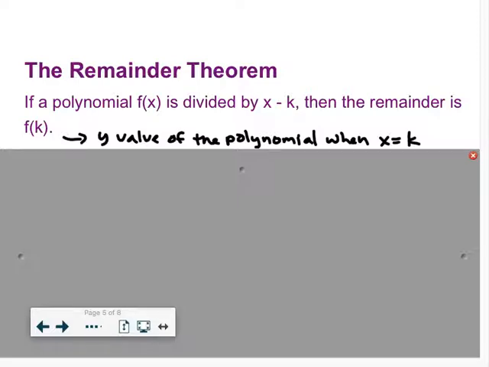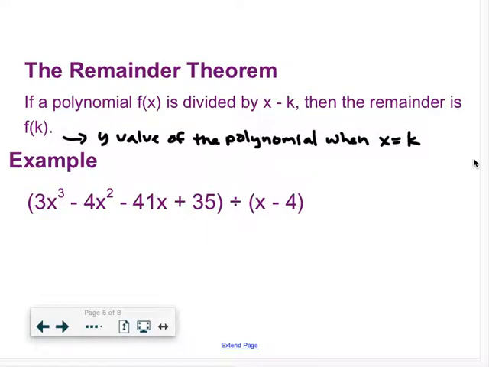So not only can you divide polynomials and find quotients and remainders and use the division algorithm, but when you divide polynomials, whatever your remainder is also the y value of your polynomial at that specific k value. So we're going to do an example and put that into context. Okay, what do you really mean by that? Here's a polynomial, 3x cubed minus 4x squared minus 41x plus 35. And we're going to divide it by the linear factor x minus 4.